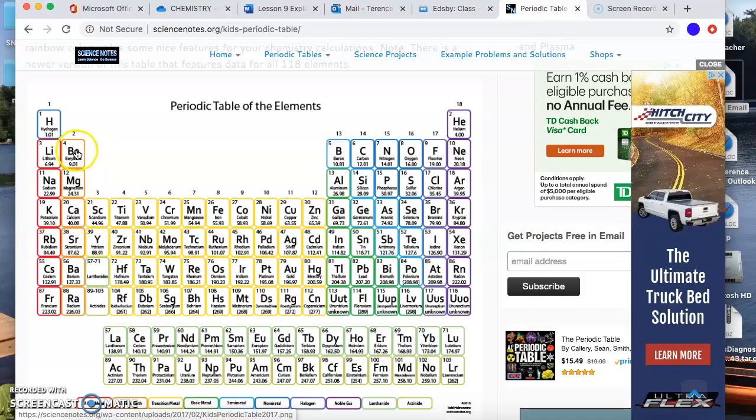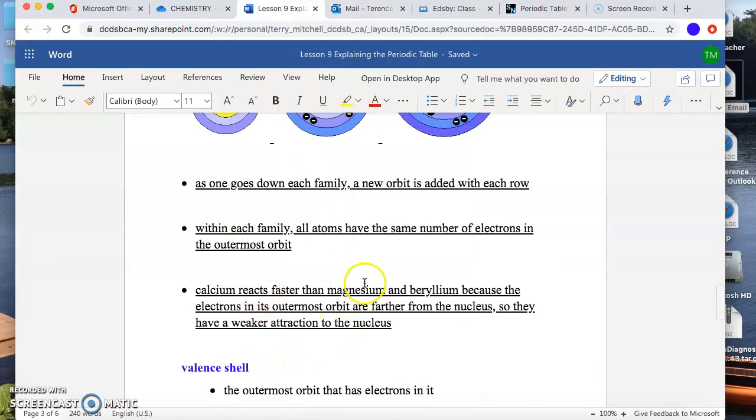Well, beryllium is so close to the nucleus that it's held a lot more tightly than magnesium, which is a little bit further away. And calcium is another orbit away, and strontium is another orbit away. So the further away these electrons are from the nucleus, the more easily they are pulled away by other atoms. And we'll be talking about that in another lesson. So that's what makes them more reactive, how much easier they are to be pulled away. All right. So calcium reacts faster than magnesium and beryllium because electrons are further away from the nucleus, so they have a weaker attraction to the nucleus.